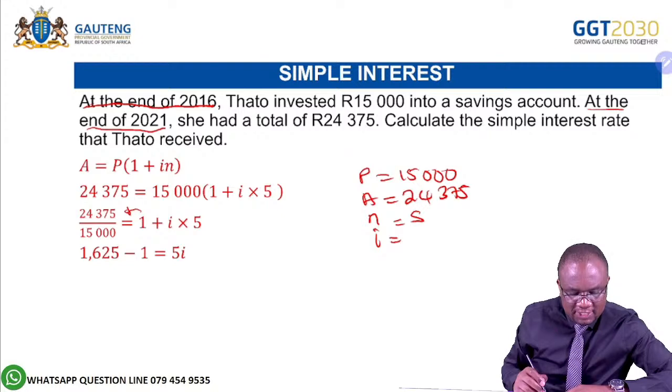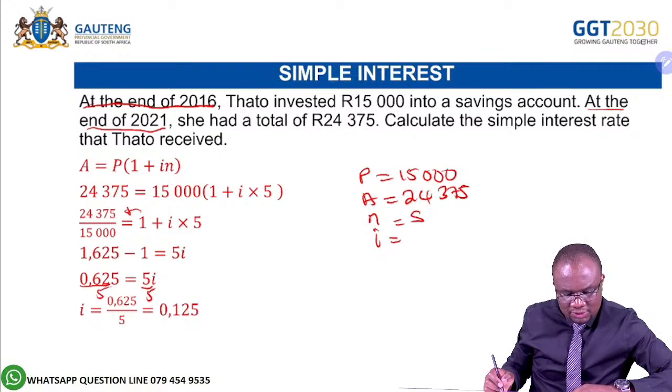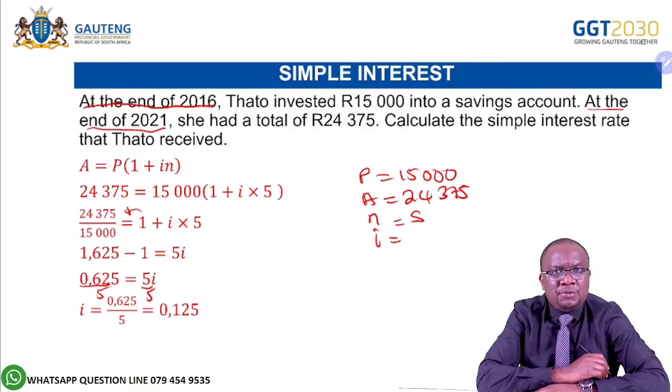We're looking for the interest there. And then we get 0,625 is equal to 5i. Then we divide by 5 on both sides of the equation, and we get that i is equal to 0,125. This is the interest rate as a decimal.